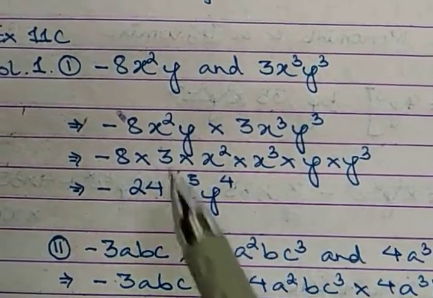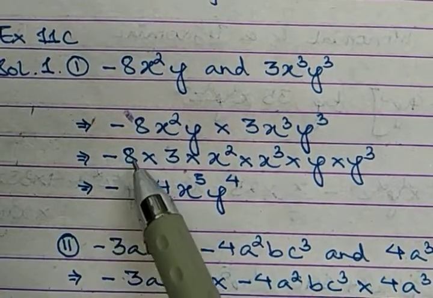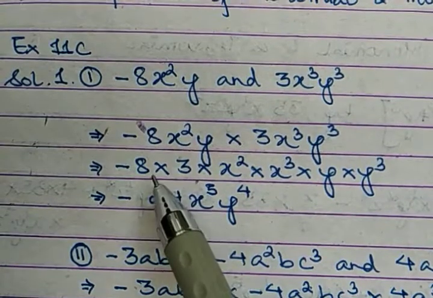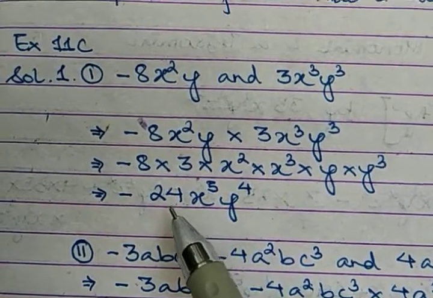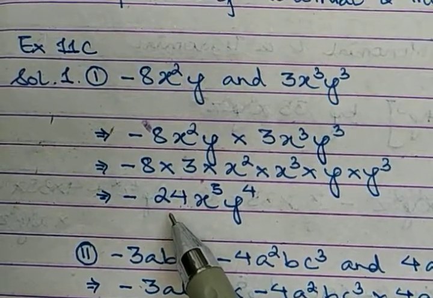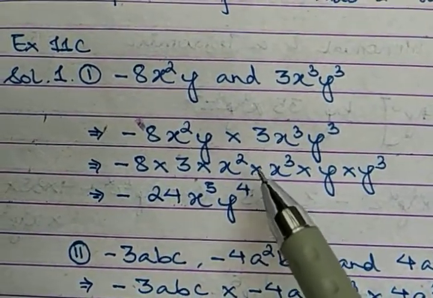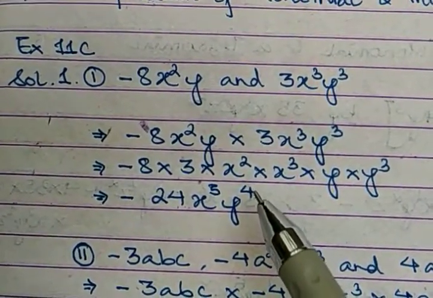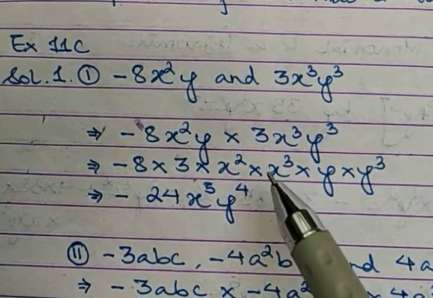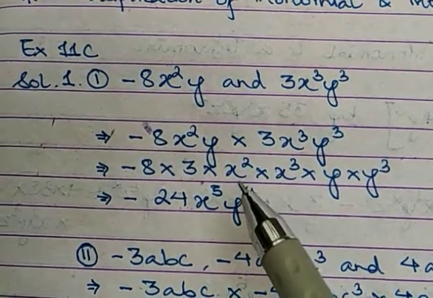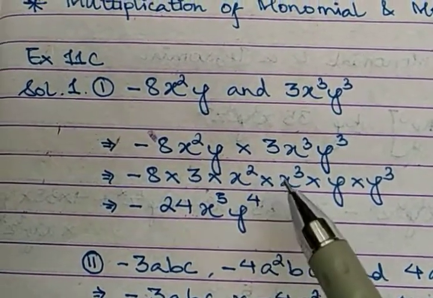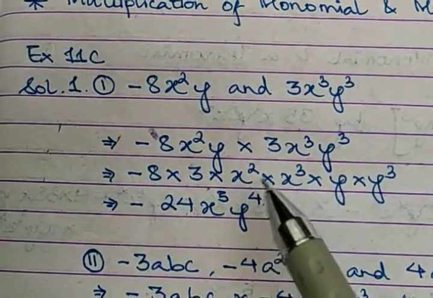So after that, what happens? See, minus into plus, it's minus, we know that, minus 8 into 3, the constant terms. So 8 into 3 will give you 24. 8 threes are 24, isn't it? Now x squared and x cube. Here what happens is, when you are multiplying two like variables, remember, two like variables, that is, the variable has to be the same. That is, for x it has to be x, for y it has to be y.